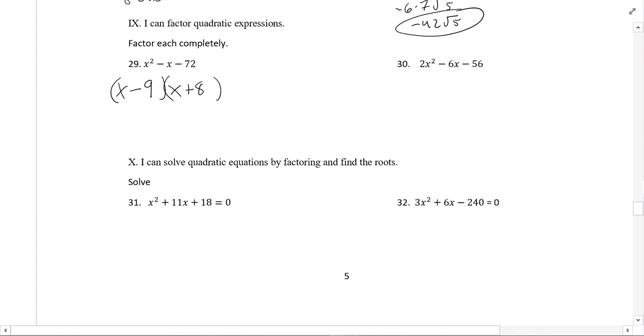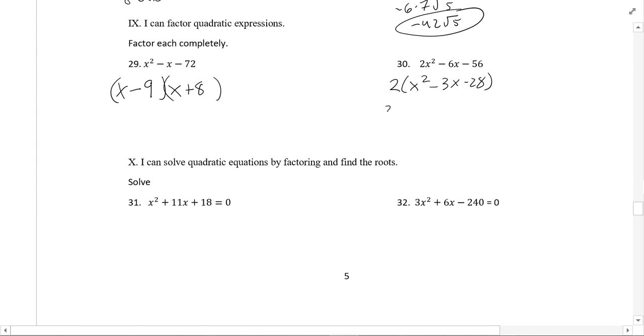All right, with this one, again, it's very similar, except the first rule of factoring is you should always look for a GCF, or a greatest common factor. And in this case, there is a greatest common factor. So I want to factor that out first. It is a 2. So I'm going to factor or divide everything by 2. So that's going to leave me with this: x squared minus 3x minus 28.